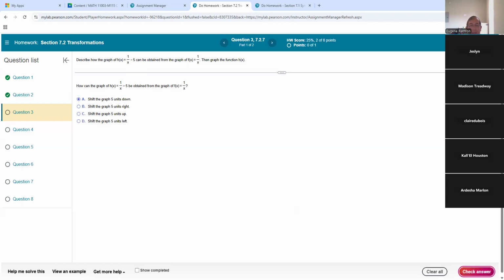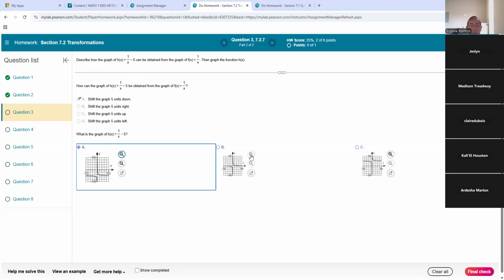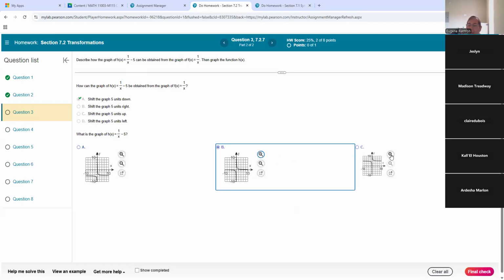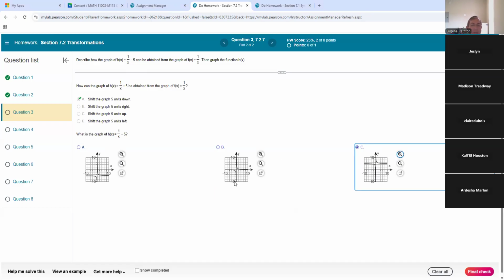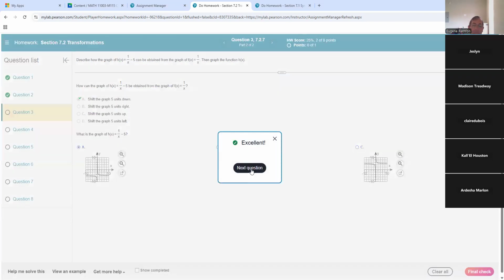Now, when you check that, which of these 4 pictures looks like it went down? A, B, or C? And y'all, I'll tell you the truth, B looks like the basic graph. So it's either going to be A or C. Which one went down? Yeah, it looks like A did, right? That graph went down and it looks like C went up. So we just click A on that one and then final check, okay?